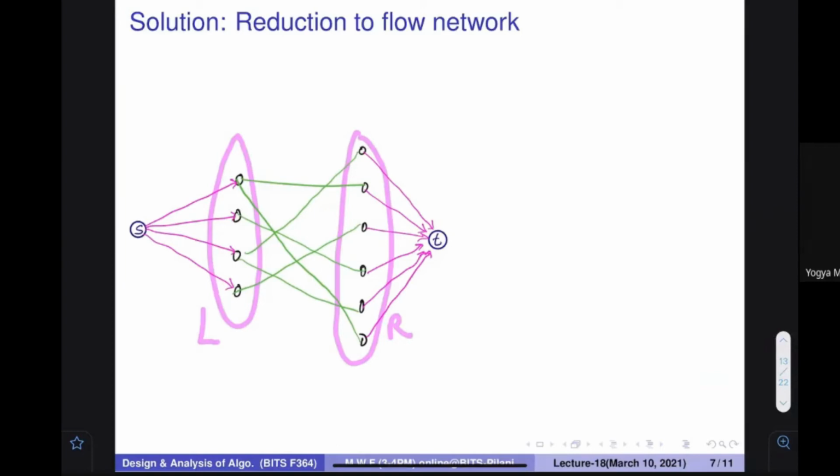What is very important to see over here is, if you analyze this particular graph and come up with any kind of flow network, how would the flow look like?